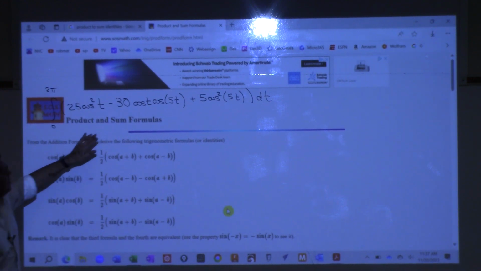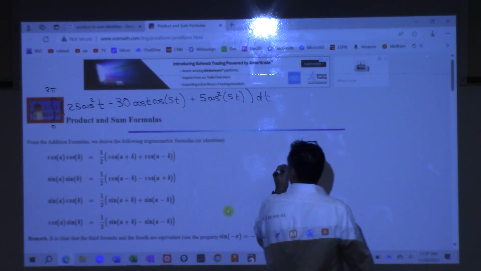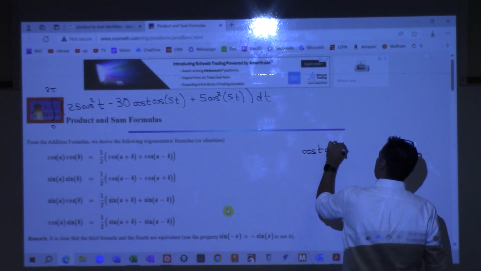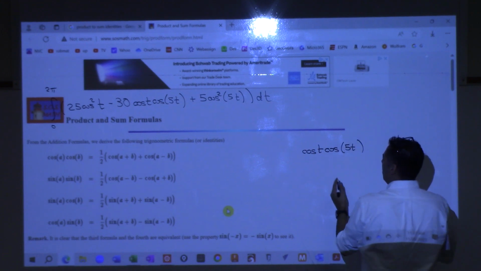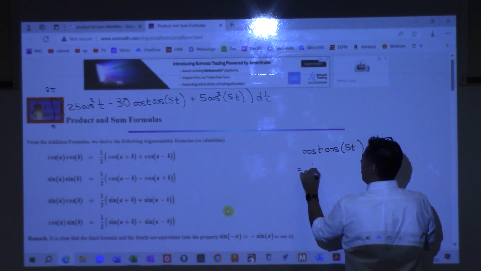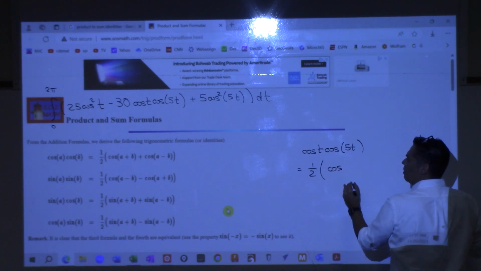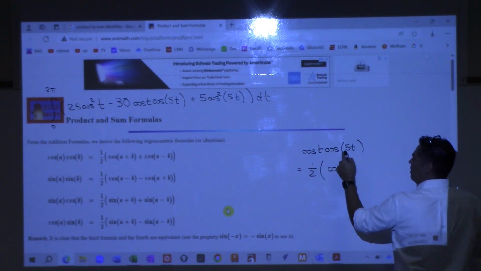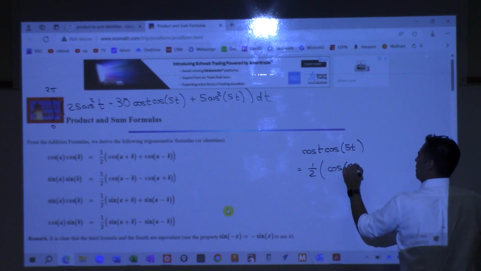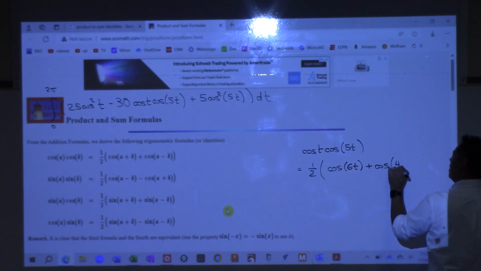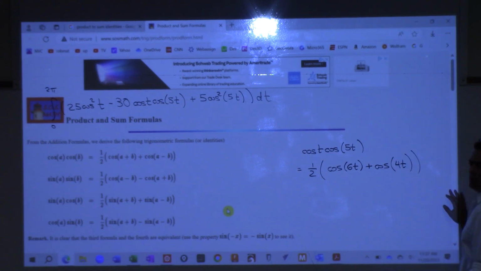So that middle piece right here, let's rewrite what that middle piece is going to be. Let's just do the cosine t, cosine 5t. Let's not worry about the negative 30 in front of it. According to that formula, it would become 1/2, and then cosine of what? A plus B. So those two added, 6t, and then plus cosine 4t. See, and if I do that, then I can do them individually.